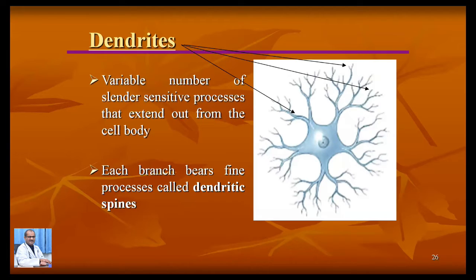So what are dendrites? Now we have learned the axon. It's the elongated portion of a neuron cell body, whereas the dendrites are a variable number of slender, sensitive processes that extend out of the cell body. Here you can find the dendritic spines, and each branch bears fine processes called dendritic spines. So these are the dendritic spines, and this structure is a dendrite. Of course, this is elongated and connected with that of the axon of the neuron.